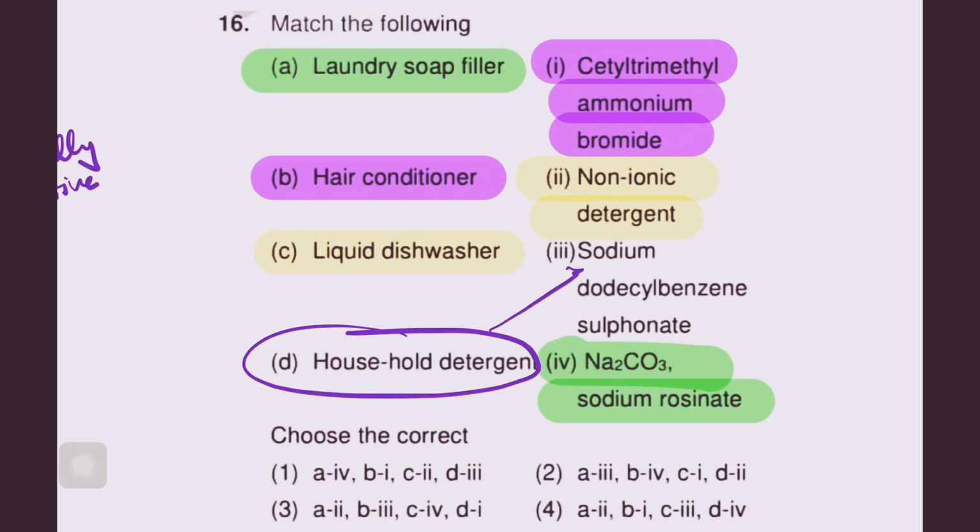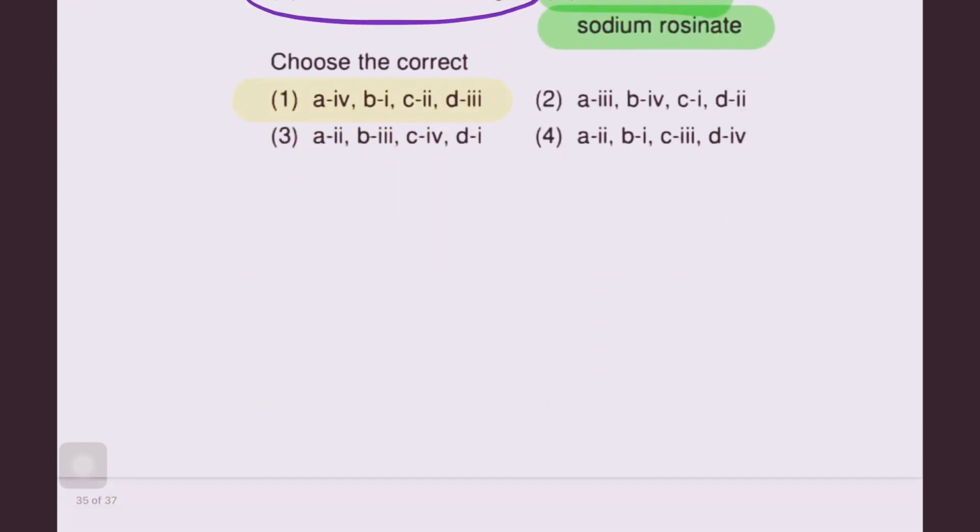So if you see, the correct option is option E. A will be matching with 4, B will be matching with 1. Liquid dishwasher is non-ionic detergent, that is 2, and D is 3. Let's move to the next one.